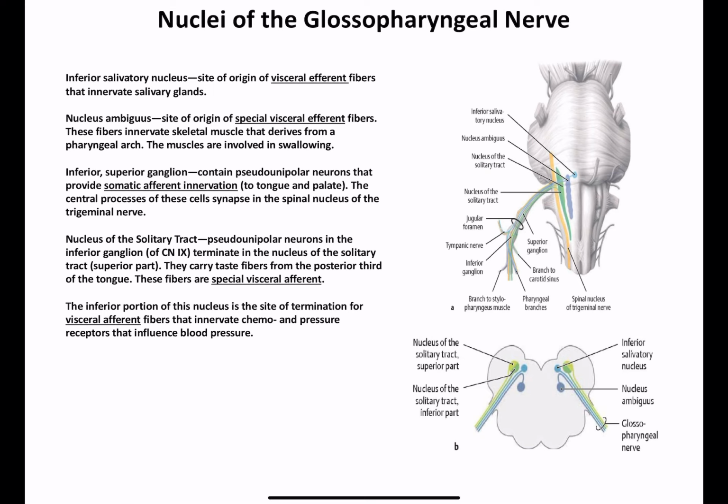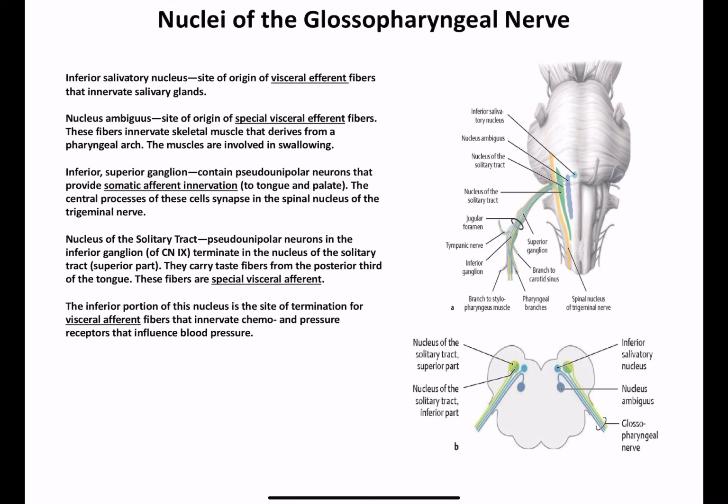The inferior salivatory nucleus, we mentioned this before. These are visceral efferent fibers. They innervate the salivary glands. So this was the one helping with the parasympathetic effect that we talked about. The nucleus ambiguus, remember, is shared by 9 and 10 together. So special visceral efferents will sit in there. They have to do with the swallowing effect, because swallowing is a big deal.